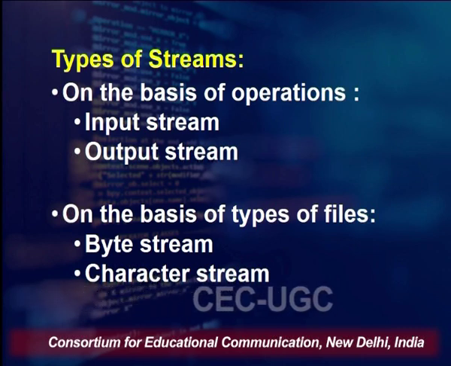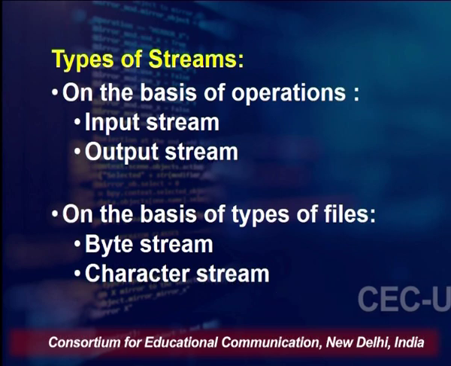And on the basis of types of files, the types of stream could be byte stream or character stream. So on the basis of operation, input and output stream, and on the basis of types of files, byte stream and character stream. What do we mean by this actually? Byte stream and character stream are two different types of streams on the basis of files.